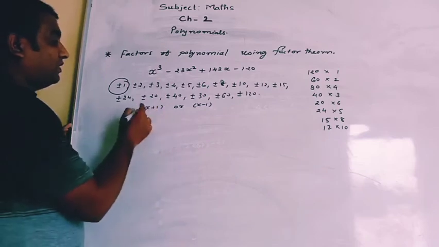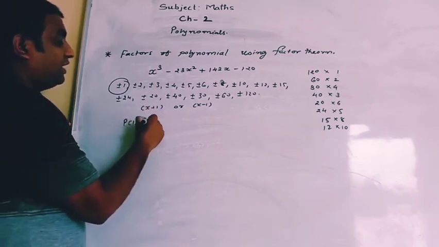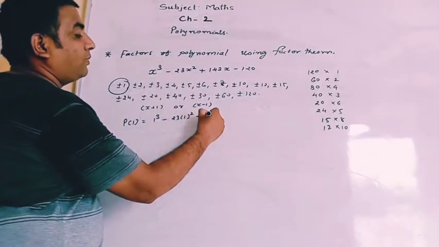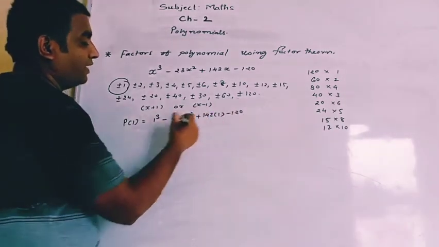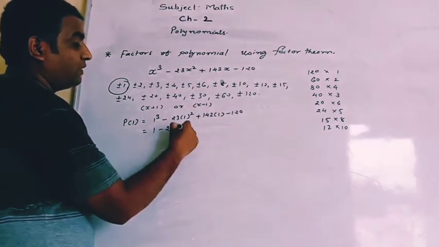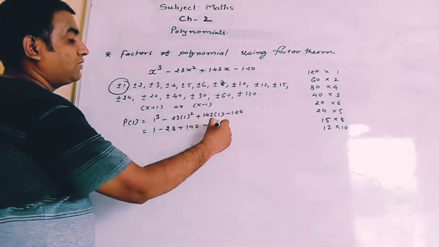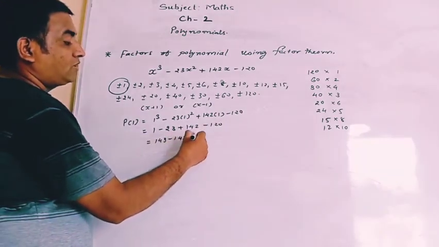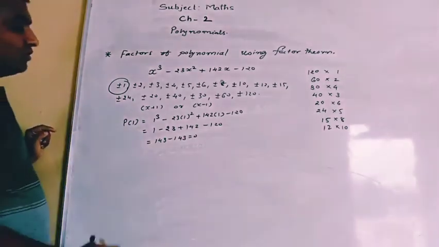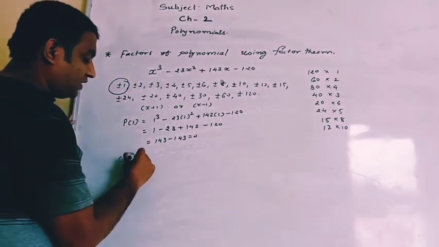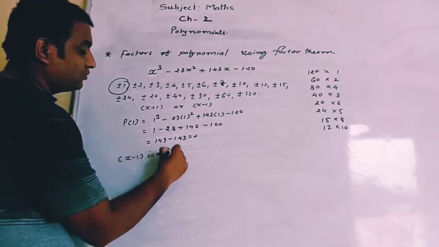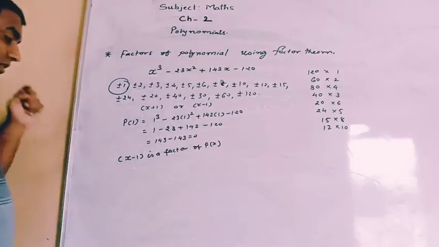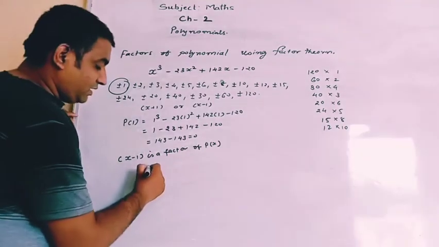So here plus 1, P(1) we check, and it will be 1 cubed minus 23 into 1 squared plus 142 into 1 minus 120. So 1 minus 23 plus 142 minus 120. So 143 minus 143 equals 0. Now P(1) becomes 0. That means x minus 1 is a factor of P(x). Now one factor we got, then one more type of division I will teach you all.